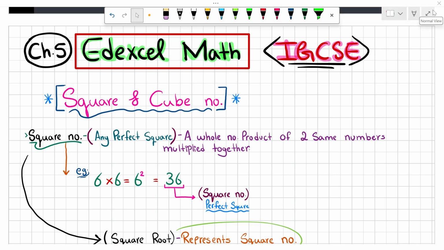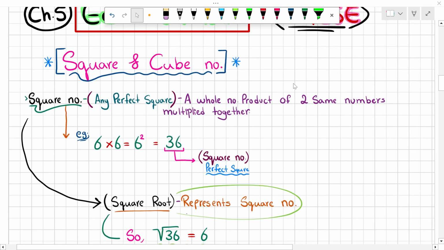Okay, so in this video, we're going to go through some revision notes for EDEXCEL Math, IGCSE, Topic 5, Square Numbers and Cube Numbers. So to begin with, square numbers. What is a square number? A square number is any perfect square.